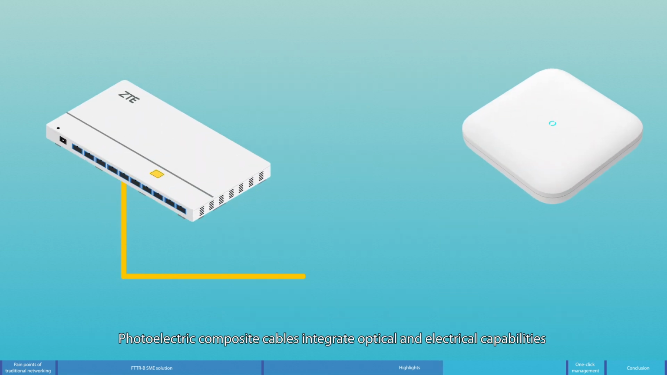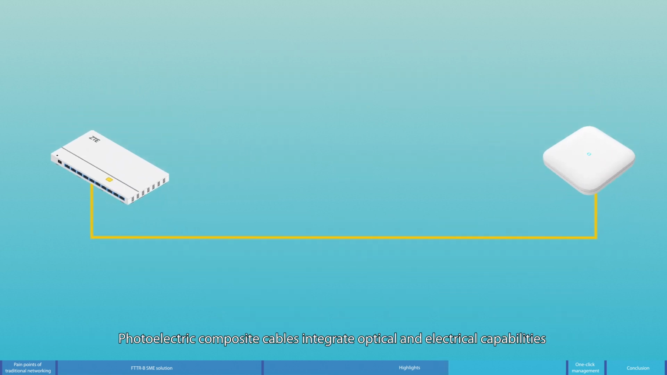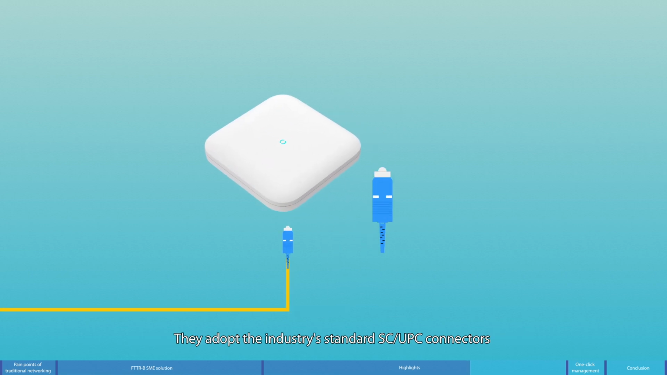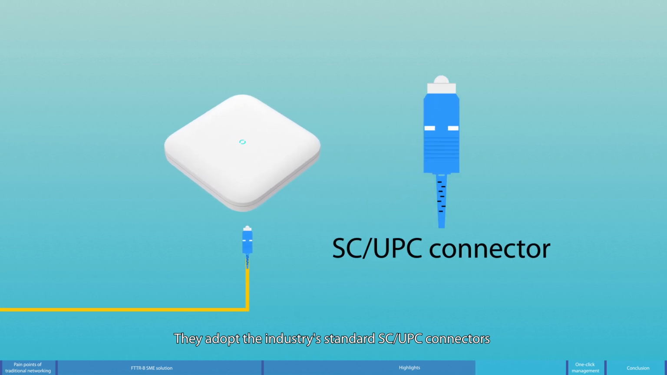Photoelectric composite cables integrate optical and electrical capabilities, and support remote power supply over a maximum distance of 150 meters. They adopt the industry standard SC/UPC connectors, which can serve as optical fiber connectors on the site for easy installation.